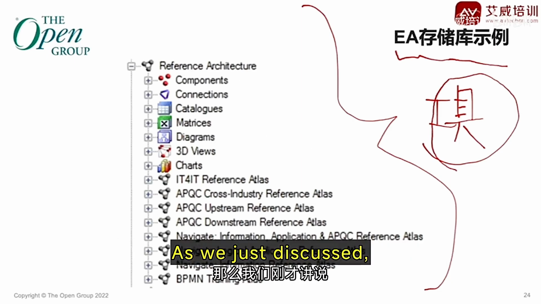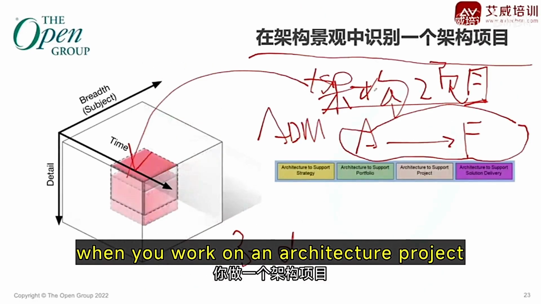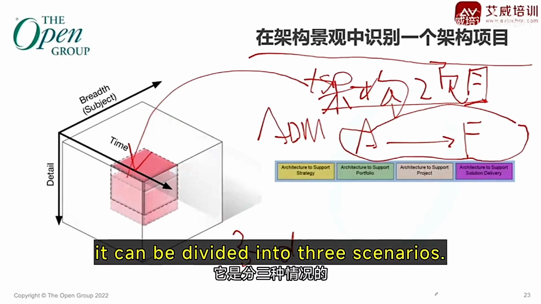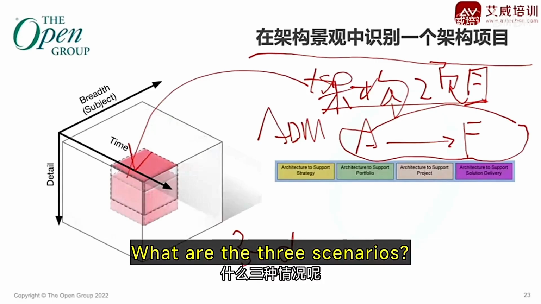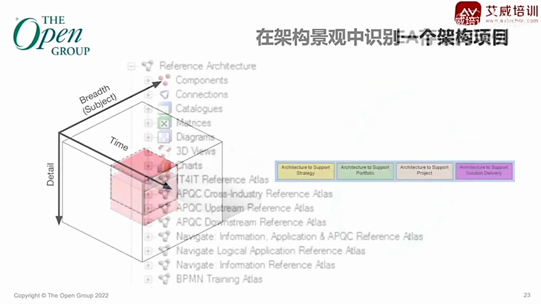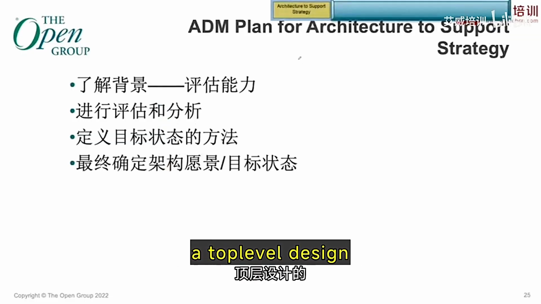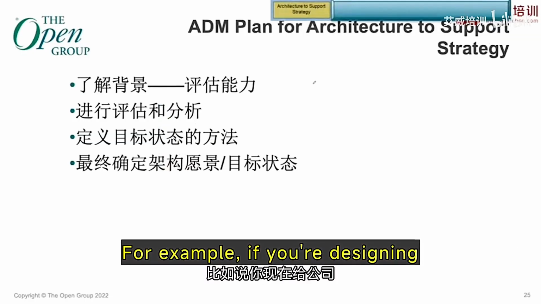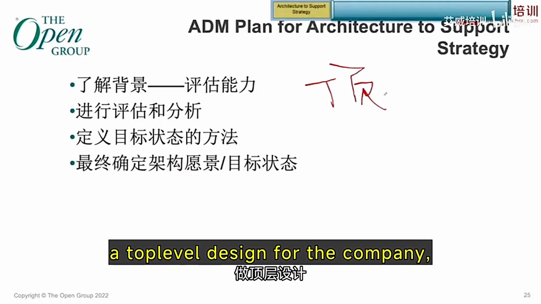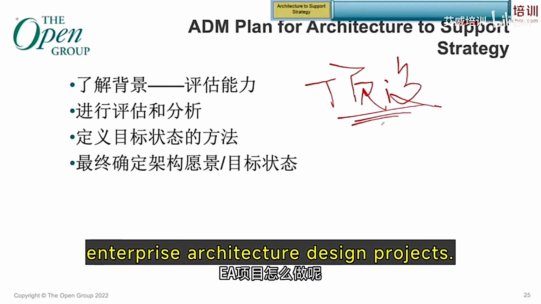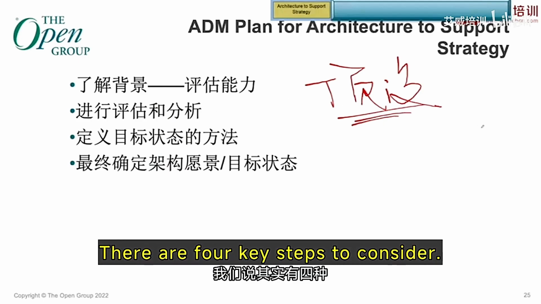As we just discussed, when you work on an architecture project, it can be divided into 3 scenarios. What are the 3 scenarios? The first scenario is when you create a top-level design. For example, if you're designing a top-level design for the company. So let's discuss how to approach an enterprise architecture design project. There are 4 key steps to consider.